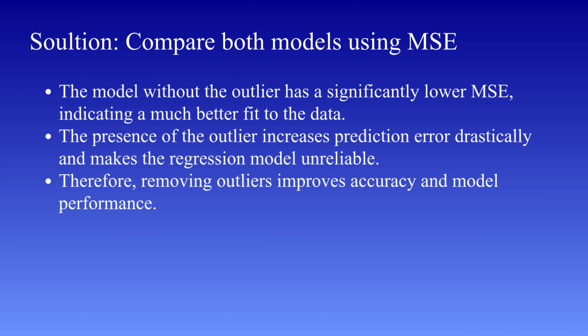On the other hand, the presence of the outlier in model 1 increases the prediction error drastically. It distorts the regression line and reduces the overall reliability of the model. This comparison highlights an important concept in machine learning, that outliers can severely impact model performance if not handled properly. Therefore, by removing the outlier, we improve the accuracy of the model and obtain more reliable predictions. In conclusion, Model 2 is the better choice, as it represents the true trend of the data more effectively.